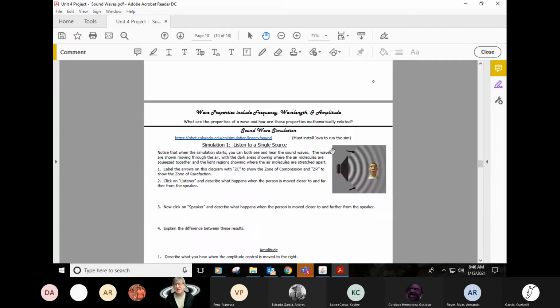So you're supposed to label ZC and ZR on these 2 arrows. One of them shows the zone of compression, the other shows the zone of rarefaction, and it also tells you here which one should be which. The dark areas are where they're squeezed together. So is that compression or rarefaction? The light areas show where they're stretched apart. Is that ZC or is that ZR?